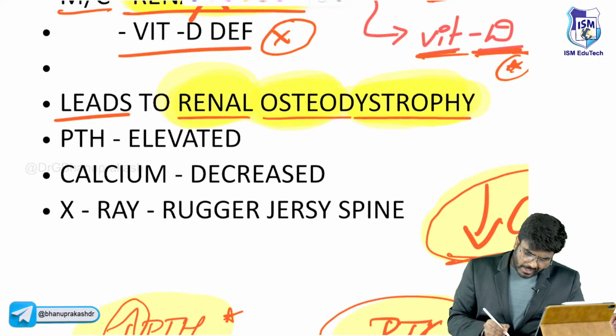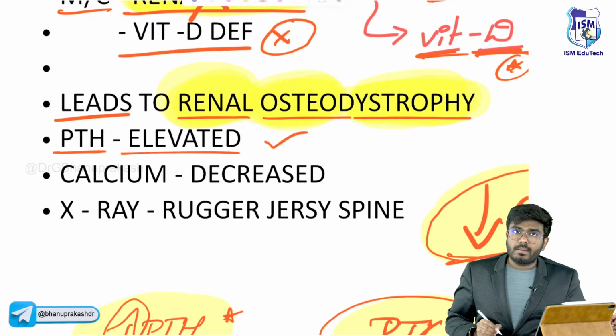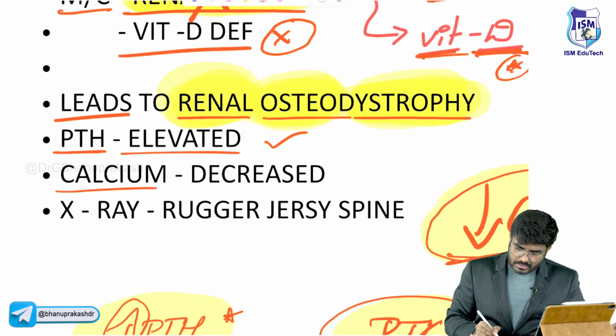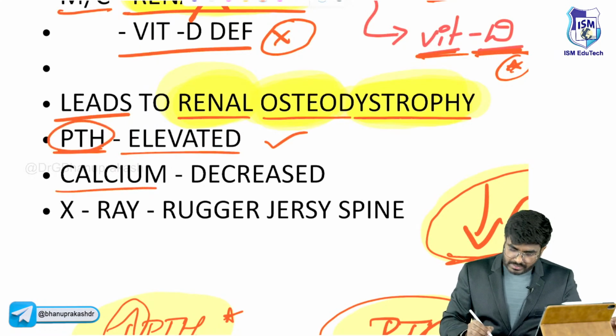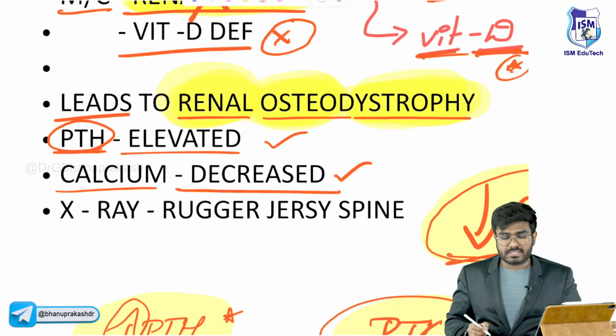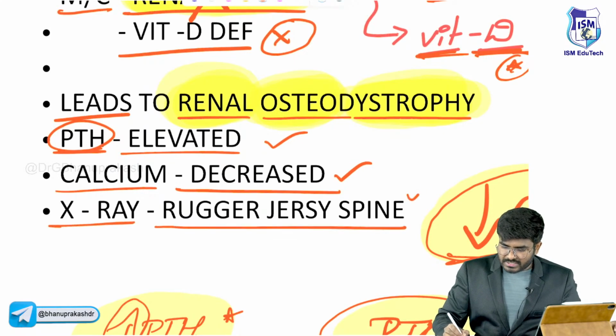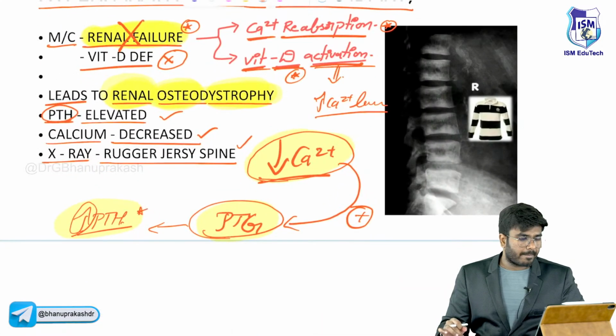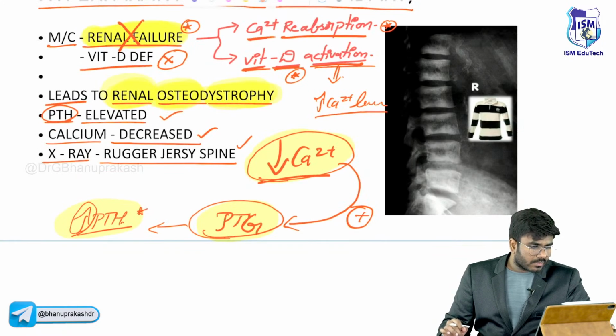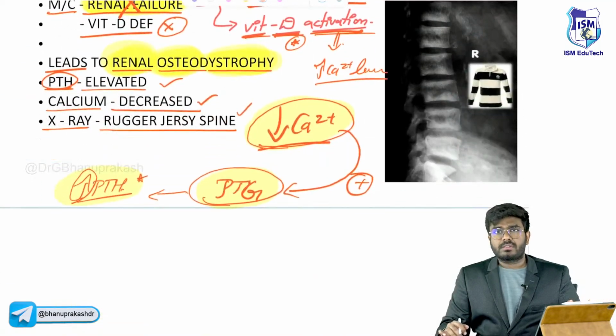Now, what about the parathyroid hormone levels? Elevated, sir. What about the blood calcium levels? Even though parathyroid hormone is there, the blood calcium levels are still decreased. The X-ray shows a rugger jersey spine. These are some important points I want you to know on how to differentiate between primary and secondary hyperparathyroidism.